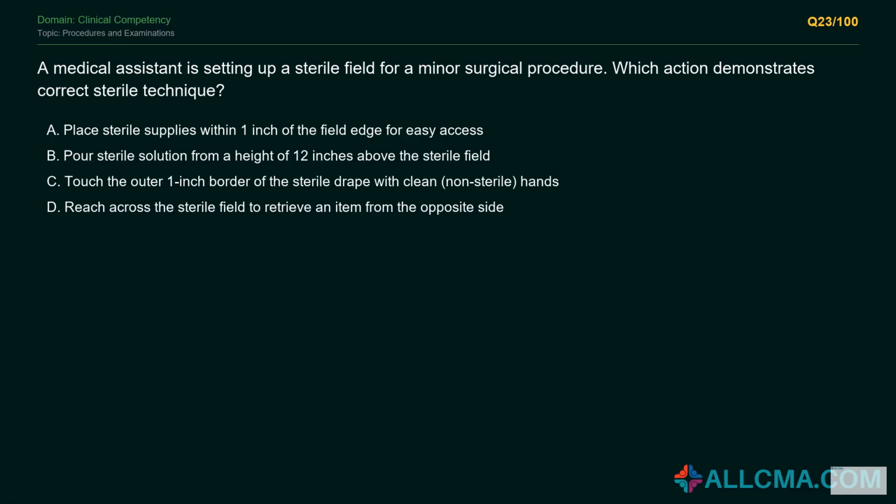Question 23. A medical assistant is setting up a sterile field for a minor surgical procedure. Which action demonstrates correct sterile technique? Option A, place sterile supplies within 1 inch of the field edge for easy access. Option B, pour sterile solution from a height of 12 inches above the sterile field. Option C, touch the outer 1-inch border of the sterile drape with clean, non-sterile hands. Option D, reach across the sterile field to retrieve an item from the opposite side.